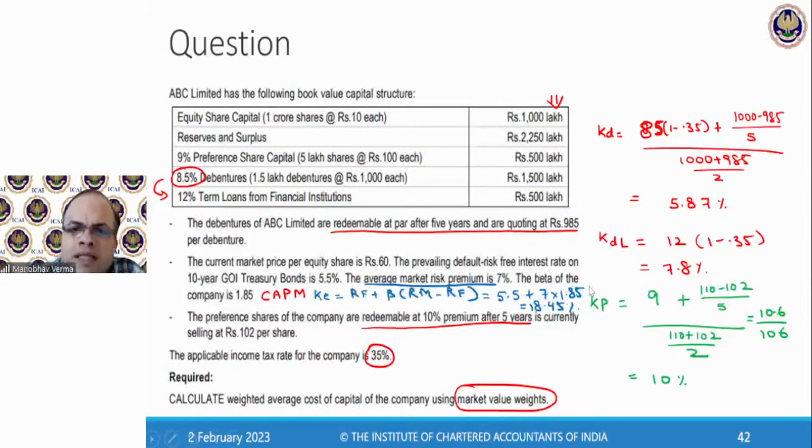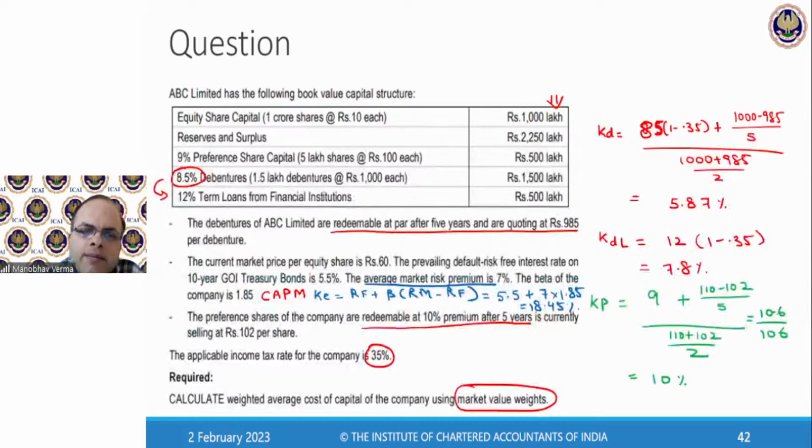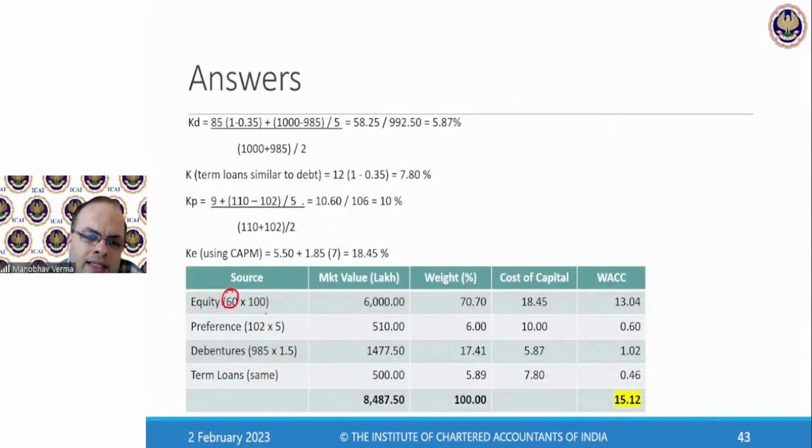So guys, once we are all done with all these cost of debts, both the types of cost of debt, cost of preference shares, cost of equity, the last leg is just to calculate the WACC using the market weights. So we can apply the market weights here. You can see in terms of the market price, for equity 60, 102 of preference. Mind you, the numbers are in lakhs. Debenture 985. Term loans will be the same.